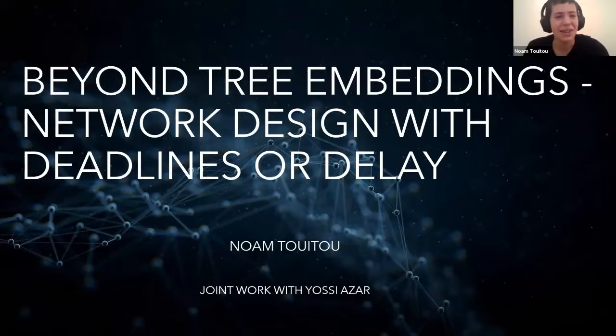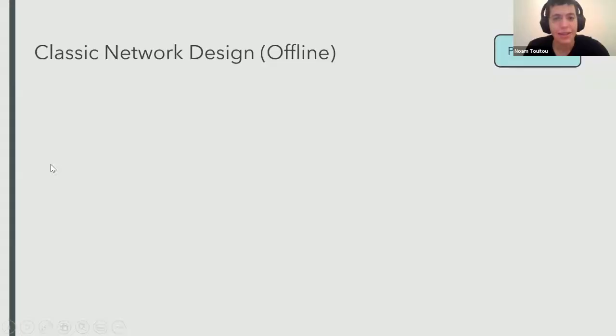Okay, so I'm going to talk a bit about network design with deadlines or delay, and this is indeed joint work with Yossi Alzal. So I'm going to introduce 4 types of network design problems, and then we're going to discuss the relationship between these problems. So the first type of problem is classic network design in the offline setting.